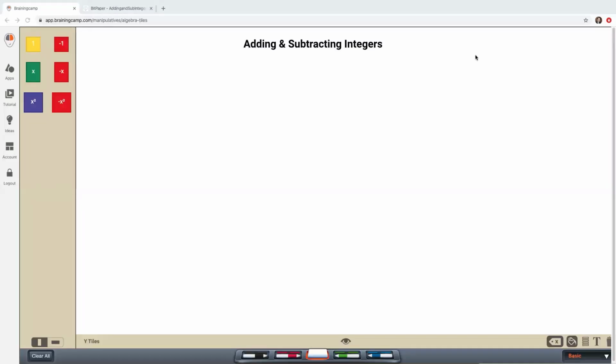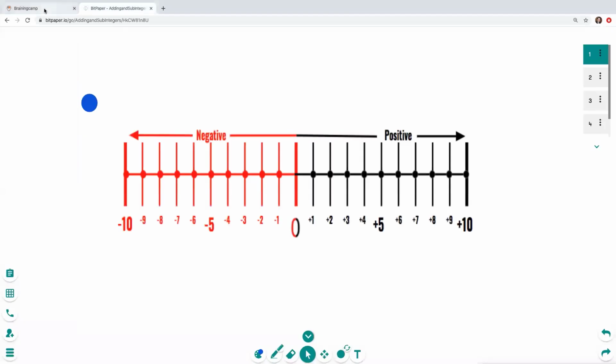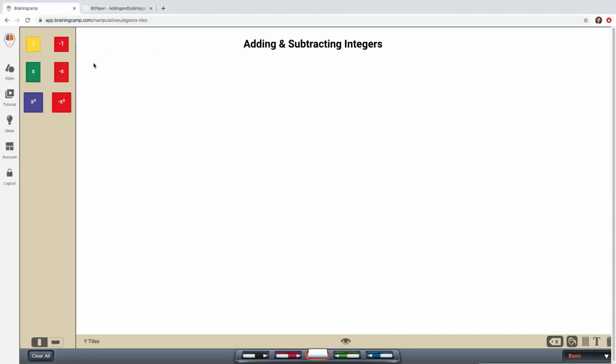Hello there, this is Amy from MFM, and I'm going to talk about adding and subtracting integers using algebra tiles and also using a number line. We're going to start off with using the algebra tiles, and I'm using virtual algebra tiles within brainingcamp.com. You should check them out if you haven't already.